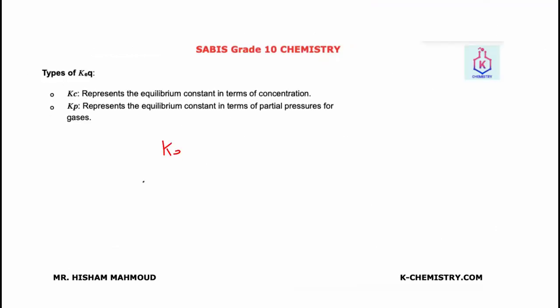So what are the types of K equilibrium? There are two types of K equilibrium. Kc represents the equilibrium in terms of concentration for aqueous solutions, or for solutions, and Kp speaks about the equilibrium in terms of partial pressure in the case of gases.